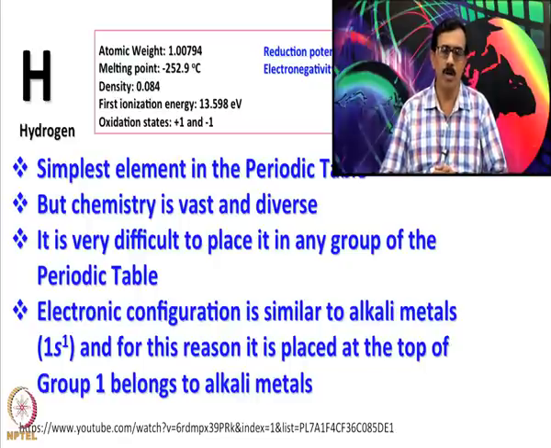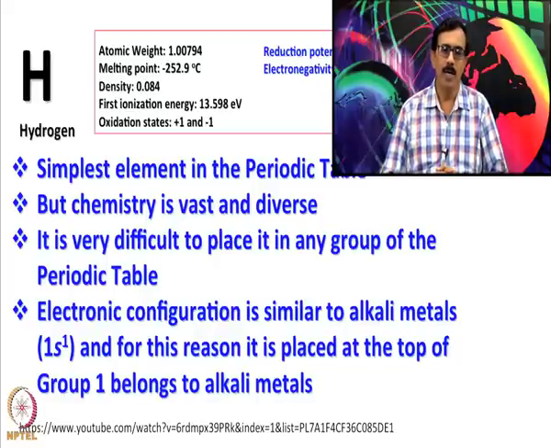With one electron, it resembles halogens because it requires one electron to complete its octet. That means having two electrons to achieve the next inert gas configuration, that of helium. Similarly, halogens have ns2np5 electronic configuration, that is, they are in need of one electron to complete their octet to attain the next inert gas configuration. So then there is a dilemma where to keep it. We can place it comfortably along with halogens.